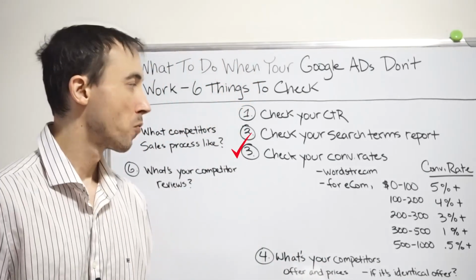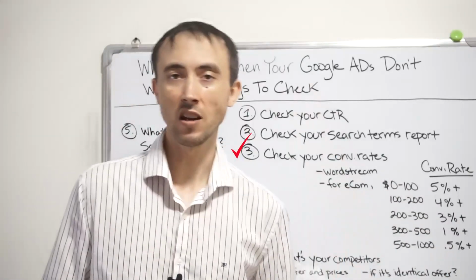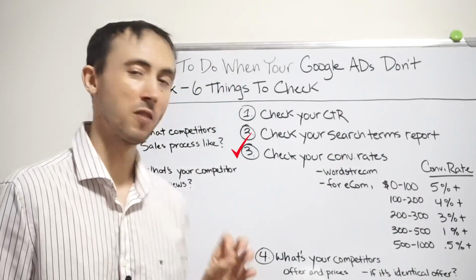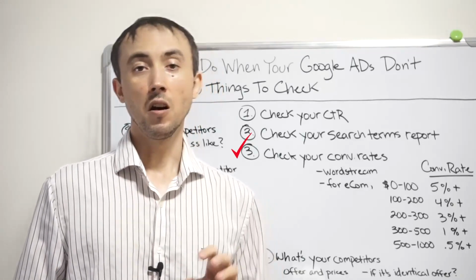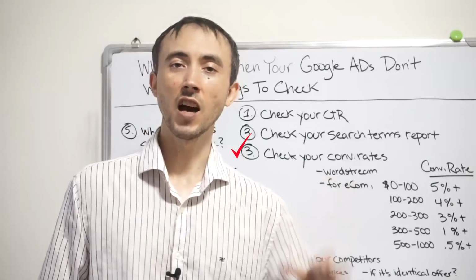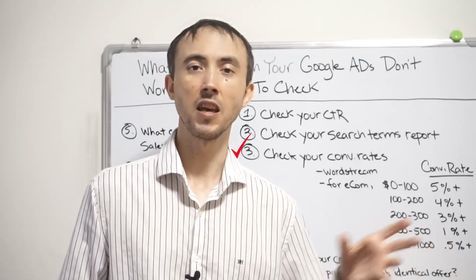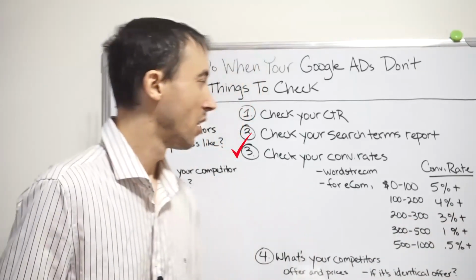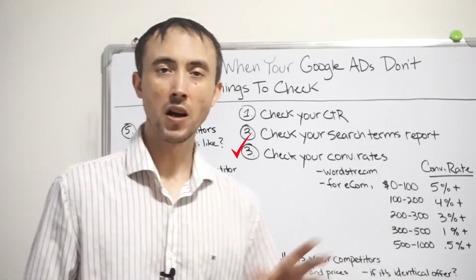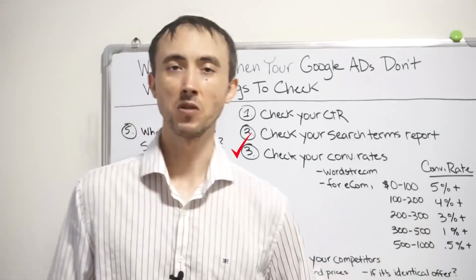So what I've drawn here for you is a simple table that'll give you an idea of what your conversion rate needs to be on average, if you're an e-commerce business, to know that your conversion rate's high enough that this isn't the main weak link in your PPC campaign and funnel. If you're in the $0 to $100 price range of what you're selling, you should be able to have a conversion rate of at least 5%.